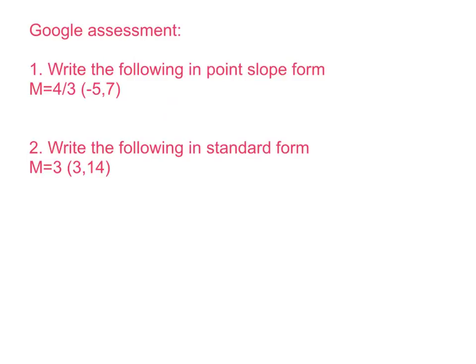Here are your 2 questions for your Google assessment. For number 1, you need to use the slope and the point to write an equation in point-slope form, and for number 2, use the slope and the point to write in standard form. Plug those in, and then I've asked a couple other questions saying, do you have any questions from the video, and how well do you feel like you understand from 1 to 10, 1 being the lowest and 10 being the highest? So make sure you bring this to class with you tomorrow.